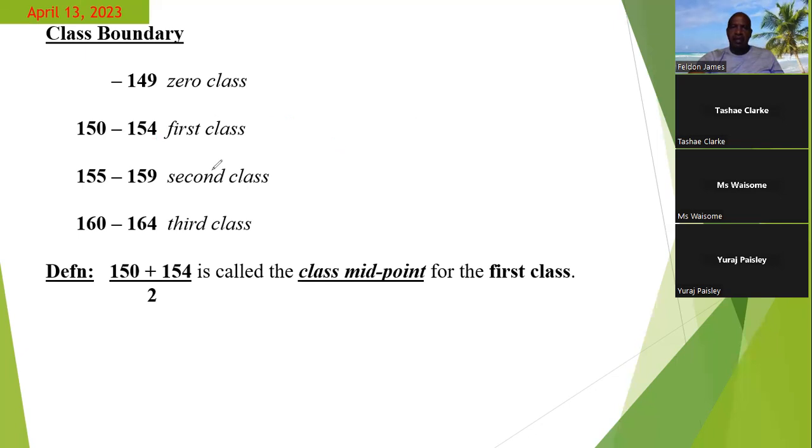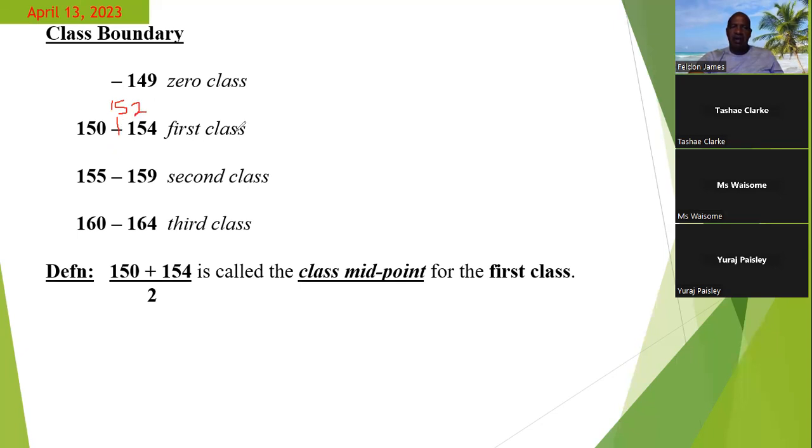Yes, sir. Now, to get the class midpoint, you simply add the lower value plus the 2, and you get the class midpoint. So this would give you what? The class midpoint would be 152. You follow what I'm saying? So in the middle of this class, the middle value would be 152. That's all I'm saying, Mr. Paisley. You get it?